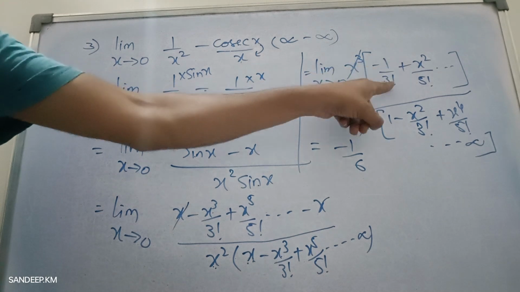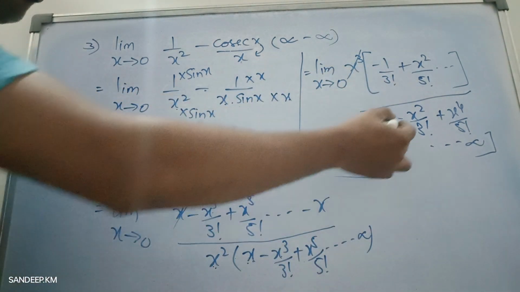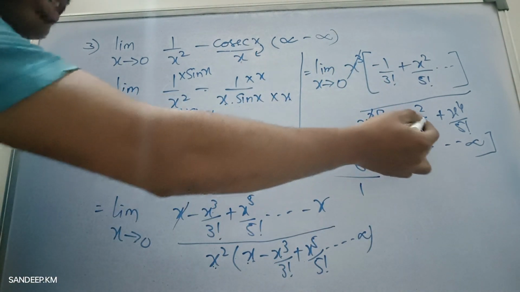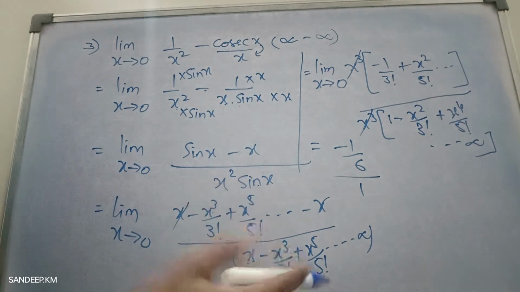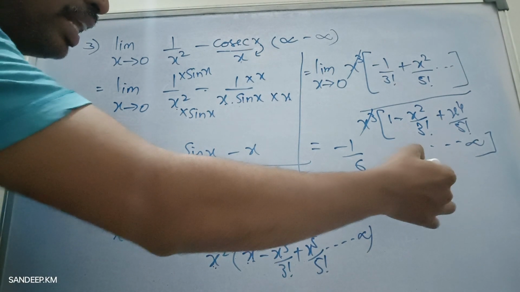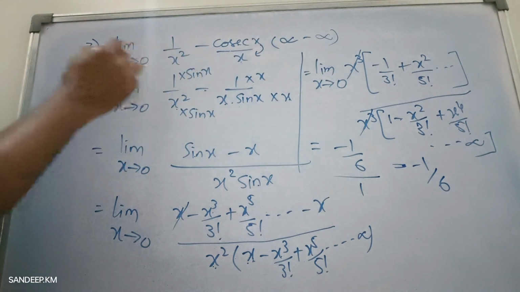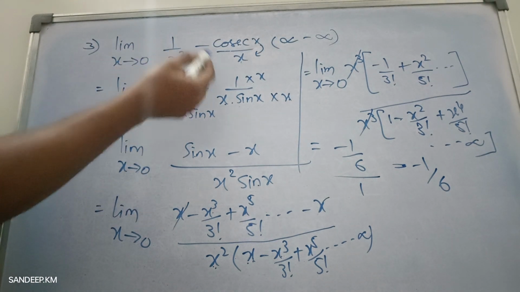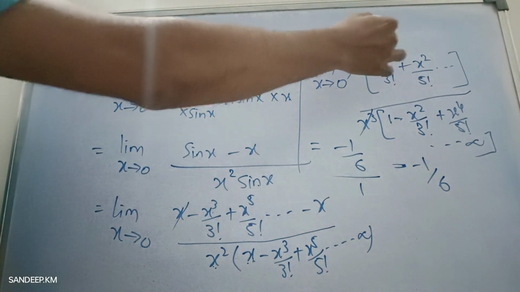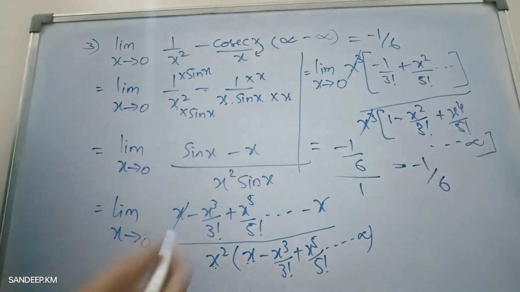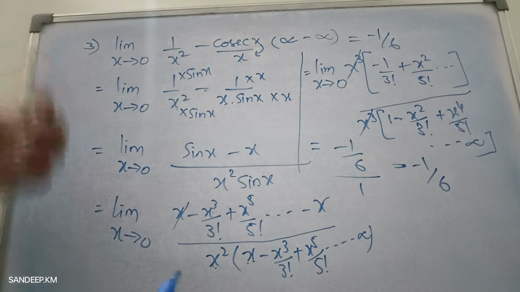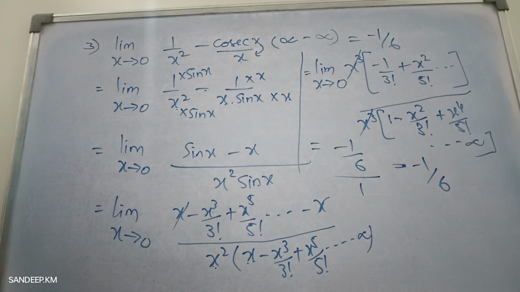So minus 1 by 6 in the numerator divided by 1. Minus 0 plus 0, all these are not needed. So therefore dear students, the final answer is minus 1 by 6. The answer for this question, limit x approaches 0, 1 by x square minus cosecant x by x, is equal to minus 1 by 6. Using expansions we got the answer. Okay, we'll go with the next question.